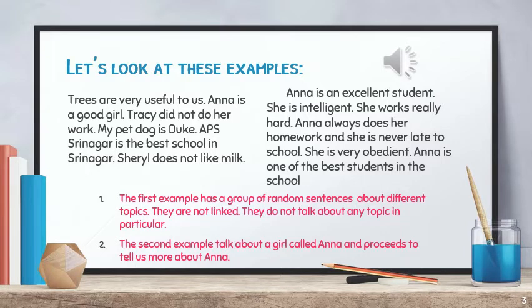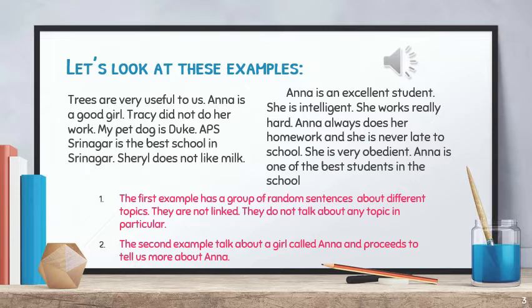Okay, let's look at these examples now. Trees are very useful to us. Anna is a good girl. Tracy did not do her homework. My pet dog is Duke. APS Srinagar is the best school in Srinagar. Cheryl does not like milk. Now, if you look at this, these are all sentences. They're all a group of sentences. But then, are they talking about any particular topic?